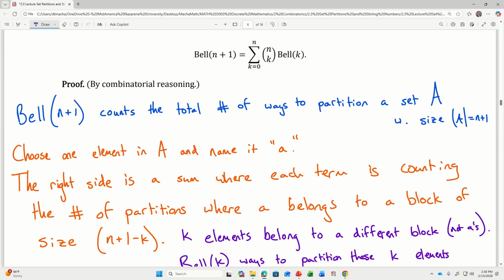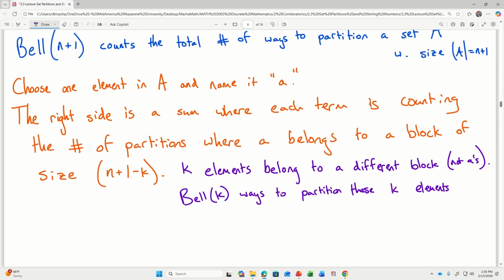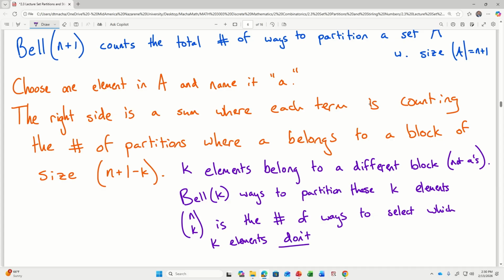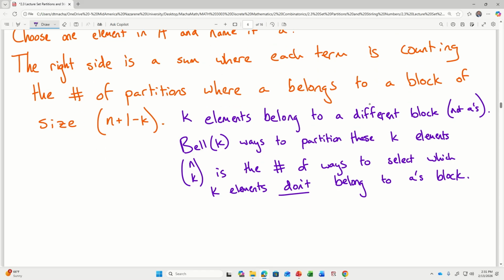So, counting in two ways. Okay. And so then you say therefore, counting in two ways, blah, blah, blah.